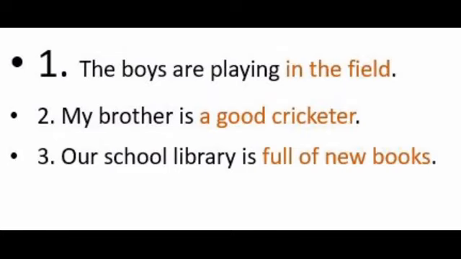It always depends on the first part of the sentence, that is, the boys are playing. Look at the second example. My brother is a good cricketer. Here, a good cricketer is a phrase because it has no subject and no predicate. Therefore, it cannot stand alone. It always depends on the first part of the sentence, that is, my brother is.